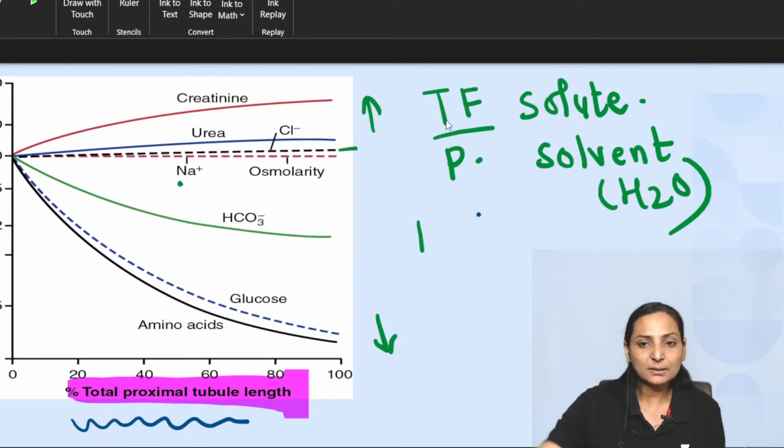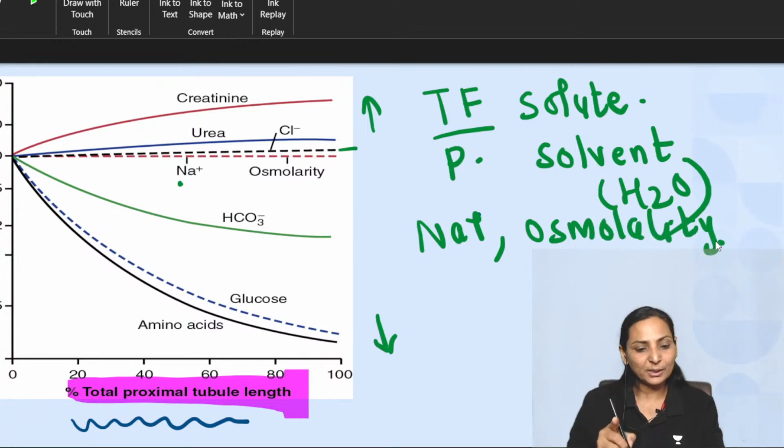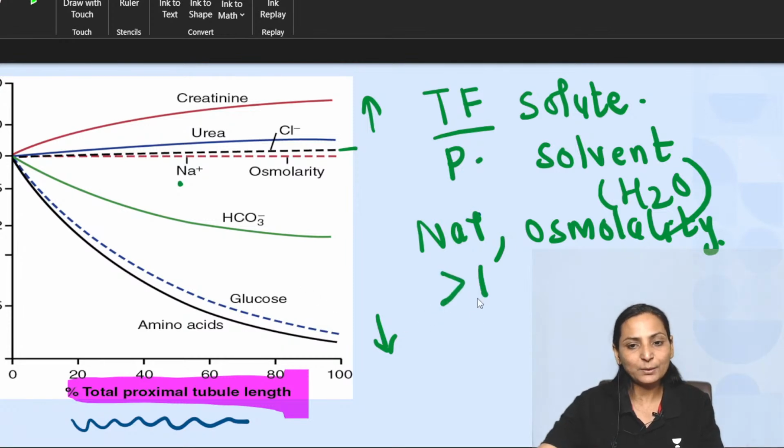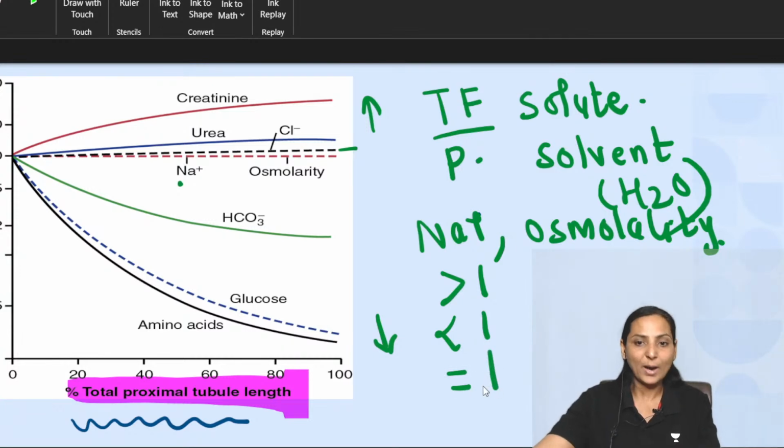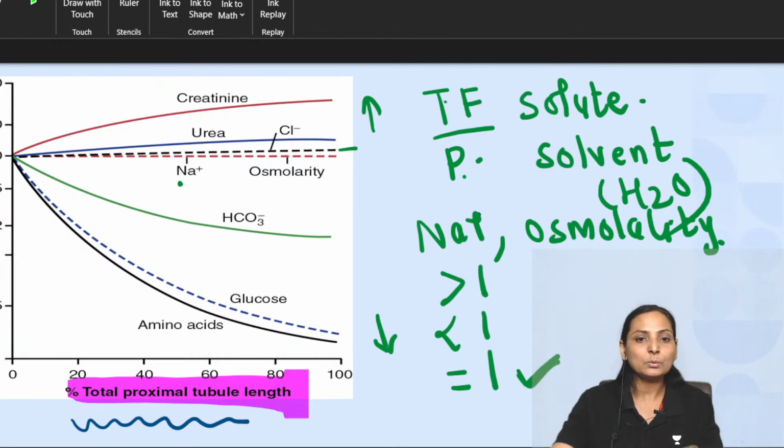If I ask you what is the tubular fluid to plasma ratio for sodium, or you can say it regarding osmolality, is it more than 1, less than 1, or equal to 1? Now you can see that sodium and water are almost equally reabsorbed. It is not that sodium reabsorption is more or water reabsorption is more. It is almost the same. That means towards the end of the proximal tubule, the concentration of sodium and the amount of water will be the same, and therefore the tubular fluid to plasma osmolarity ratio will be equal to 1.